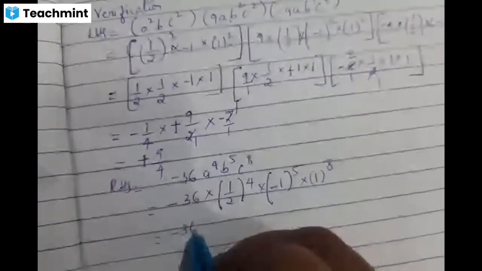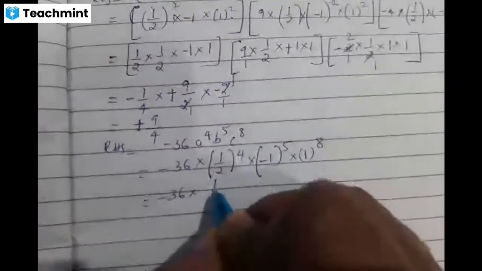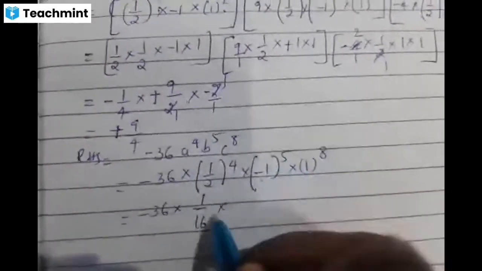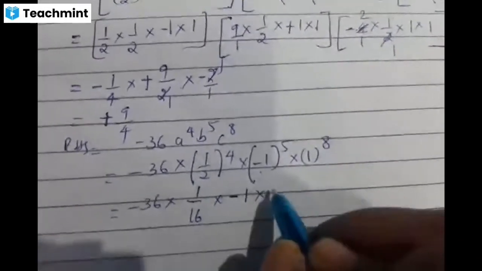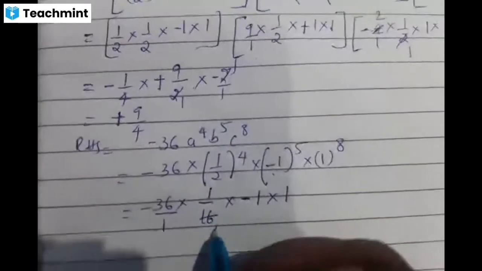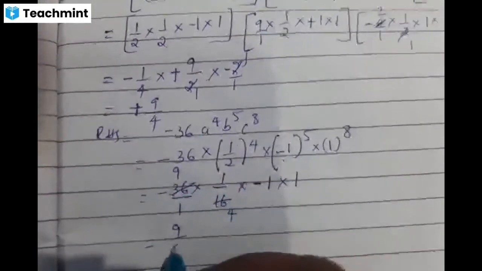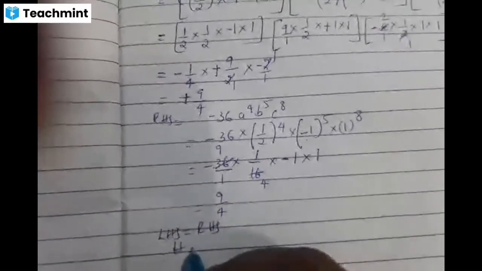So you get minus 36. 1 by 2 to the power of 4, we are multiplying 4 times. You know 2 multiplied 4 times is 16, children. So 1 by 2 multiplied 4 times will be 1 by 16, into minus 1 multiplied 5 times. You have an odd number, so in the answer you get a minus sign. Write 1 as it is, into 1 to the power of 8 is 1. Here we are going to cancel with the 4 table. 4 4s are 16. 4 9s are 36. Minus into minus is plus 9 by 4. In this way we get LHS is equal to RHS. Hence verified.